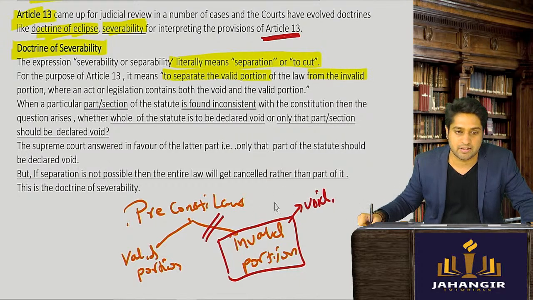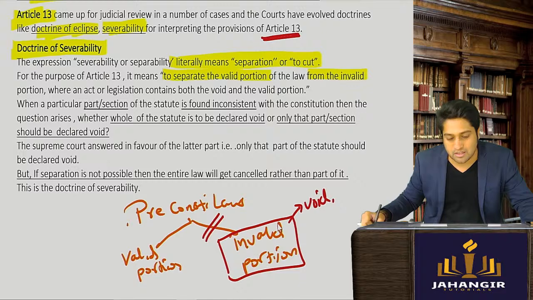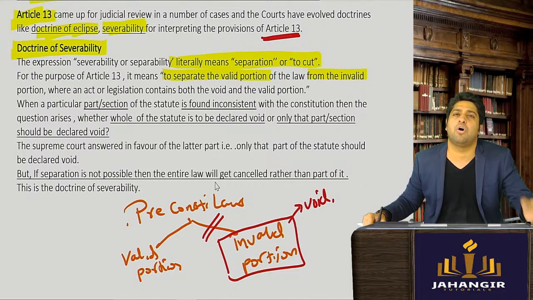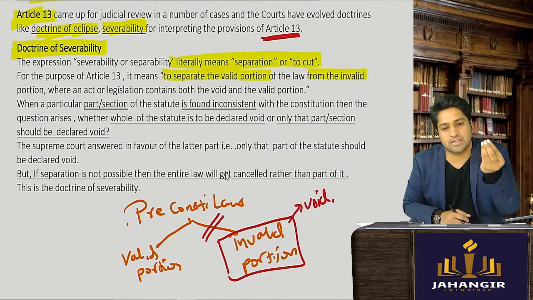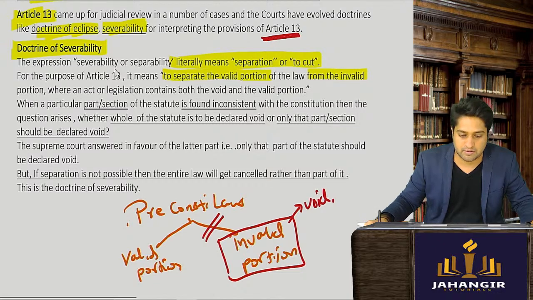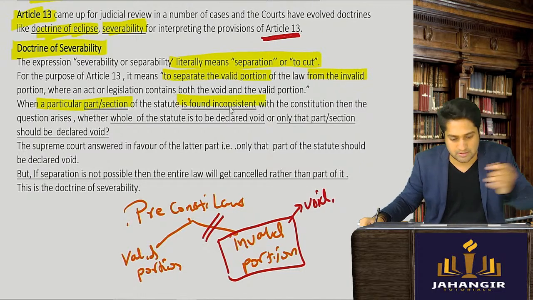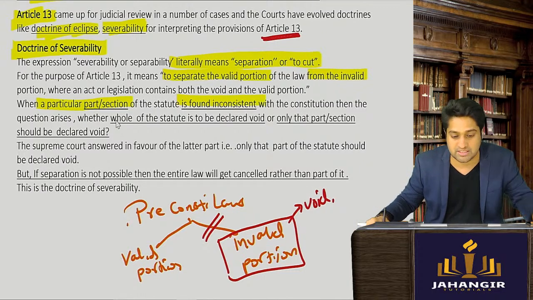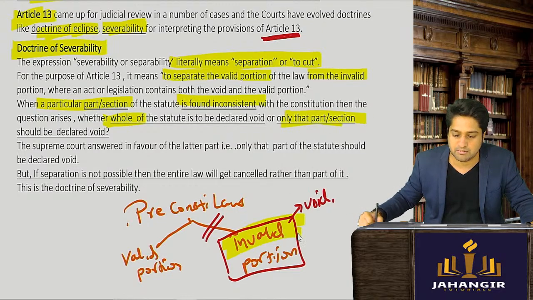So we separate it, and if we find that the entire act is invalid, or if we find that the invalid part is so much that the valid portion cannot survive alone, then the full act will be repealed. When a particular part or section is found to be inconsistent, that is, against the constitution, the question came up whether the whole act should be removed or only that part. So they said that only that part should be removed.